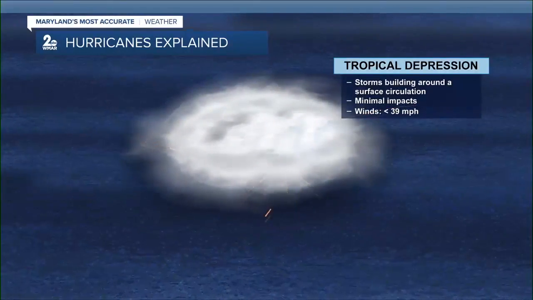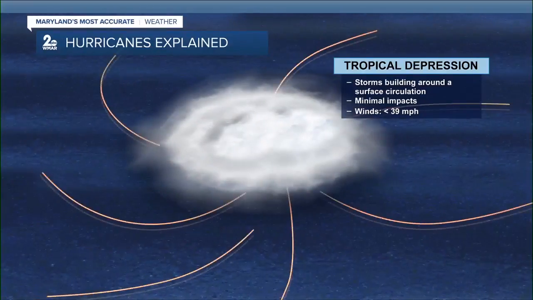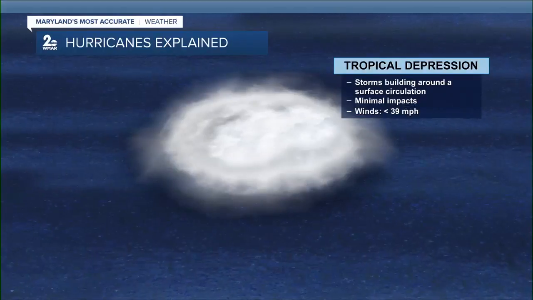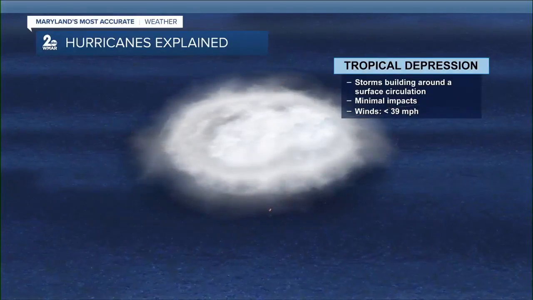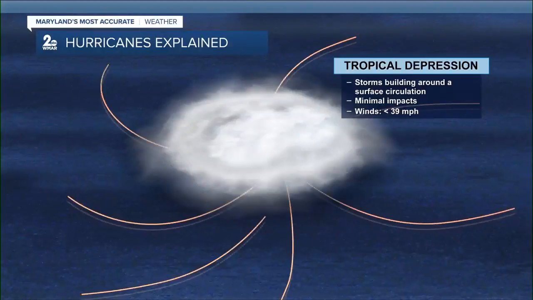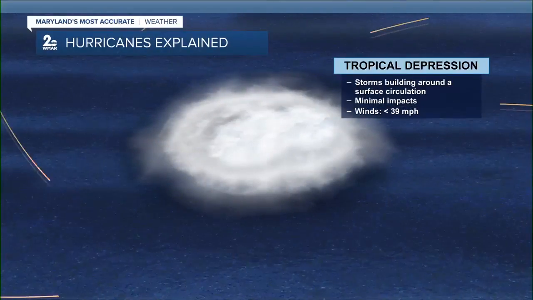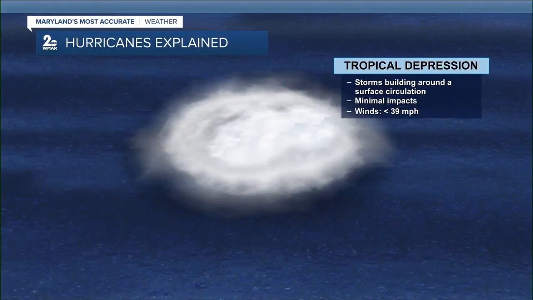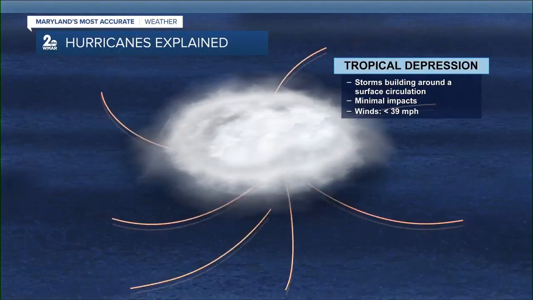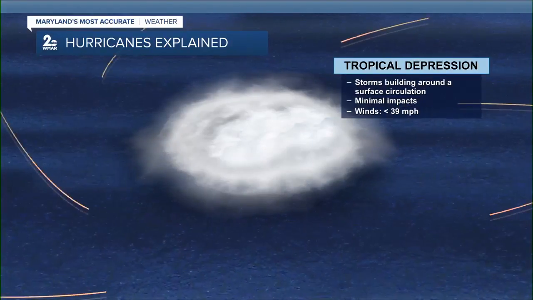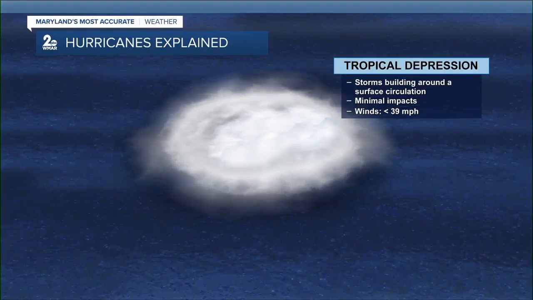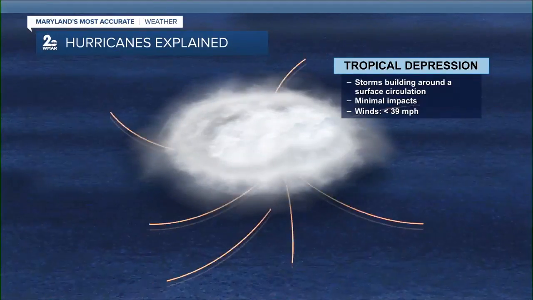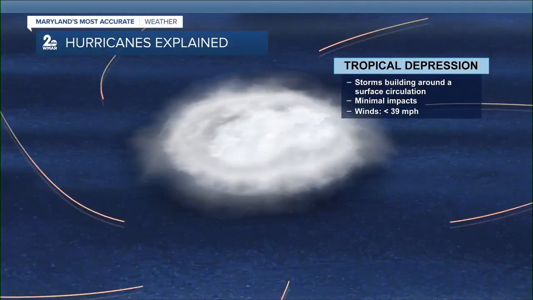Whenever it comes to classification of these tropical systems, the first one is technically called a tropical wave, which is just a low pressure system. Next, we have a tropical depression, where the complex of thunderstorms continues to circulate, and the winds are sustained, or for one minute you could clock the wind speeds at 39 miles per hour or less. It has minimal impacts, and whenever we talk about hurricanes going forward, we're talking purely about the winds and the water.